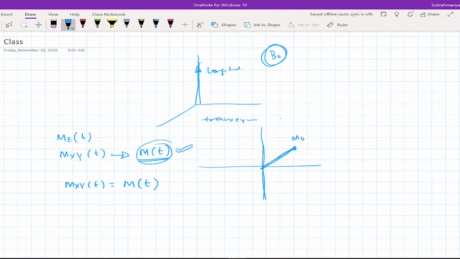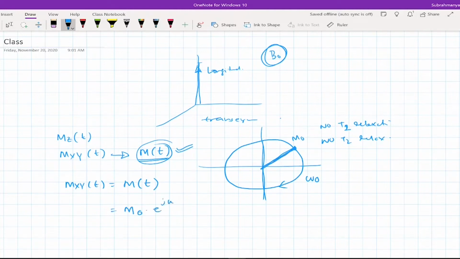Okay, now we have seen in our previous lecture also what would happen to this M naught if there is no T1 relaxation or no T2 relaxation. In those cases, this keeps rotating here with a frequency of omega naught, right? So then you could write it as M of t equal to, if its initial value in the xy plane is M naught, this would be rotating with a speed of e power j omega naught t. This is your x-axis and this is your y-axis.